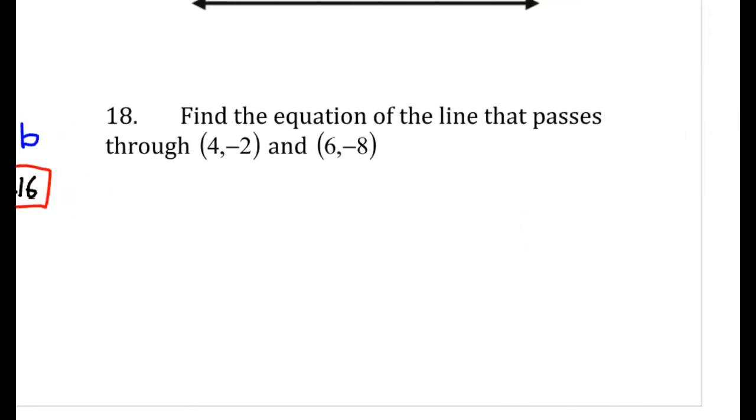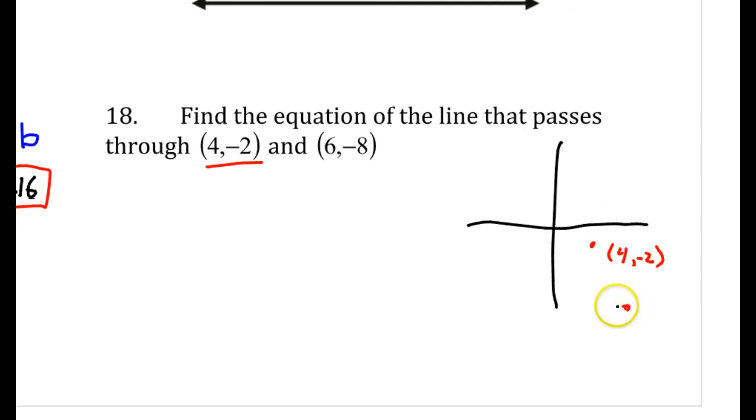Okay. Similar. What line passes through these two? Positive 4 comma negative 2. There we go. And then also 6 comma negative 8. So 6 and then negative 8 down here. Okay. So what's the equation of the line that goes through these two? So you need to know two things. Where is it crossing the y-axis? And what is the slope? Okay. What is the slope? Two things.